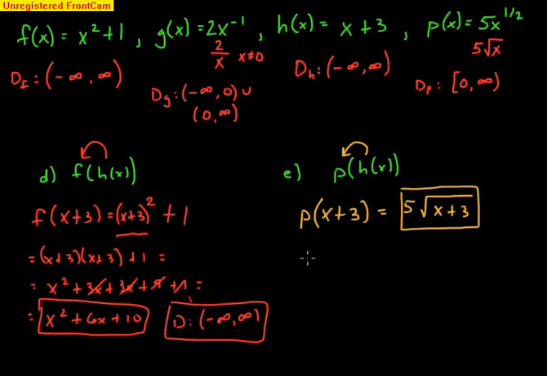This is it. Now the tricky part here is the domain. Because again, we look at the inside function, x plus 3, all real numbers. But then look where we're putting that. We're putting it into a square root. A square root must be greater than or equal to 0. So we need to find the value of x that makes this 0. And that's an x value of negative 3.